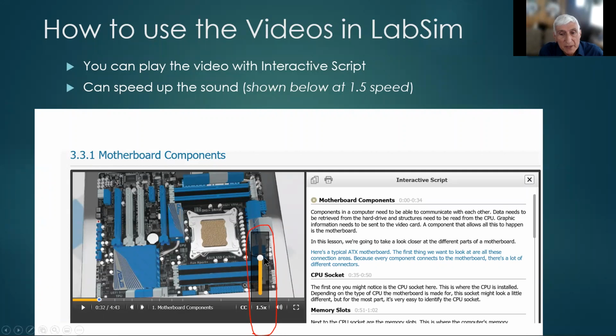So you can either speed it up or slow it down. At the same time, you can use closed caption. And this closed caption is a little bit better than YouTube because you can see the complete text and you can see the part that's being read right here.